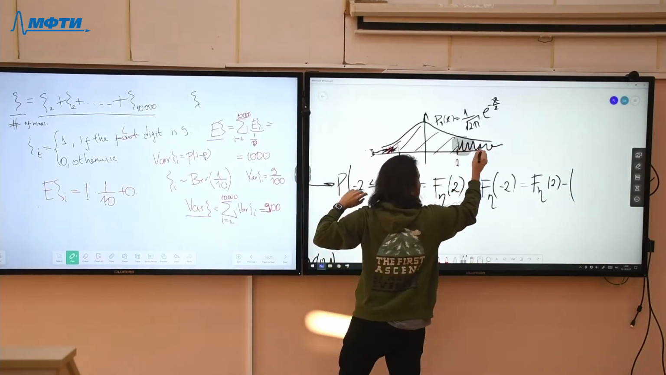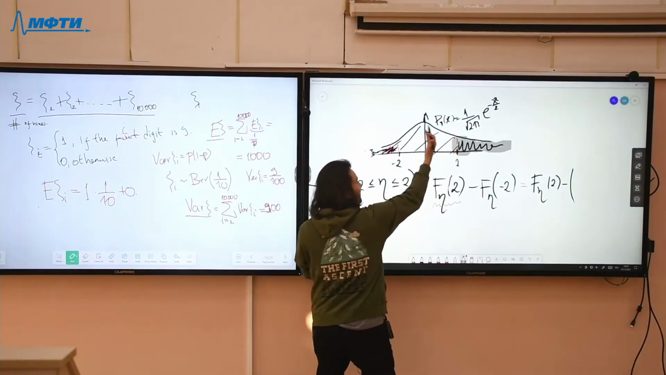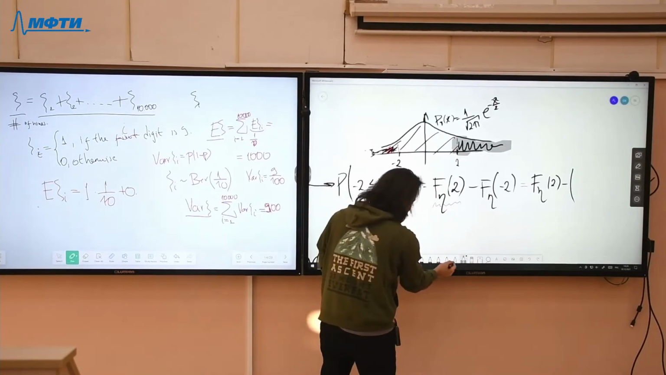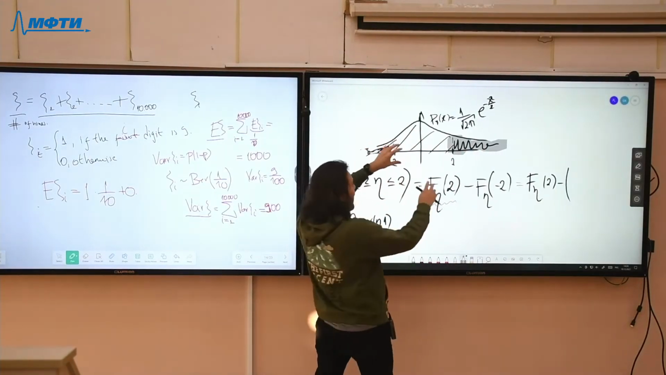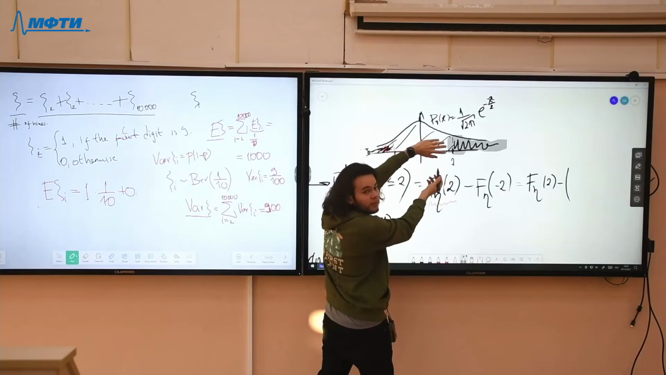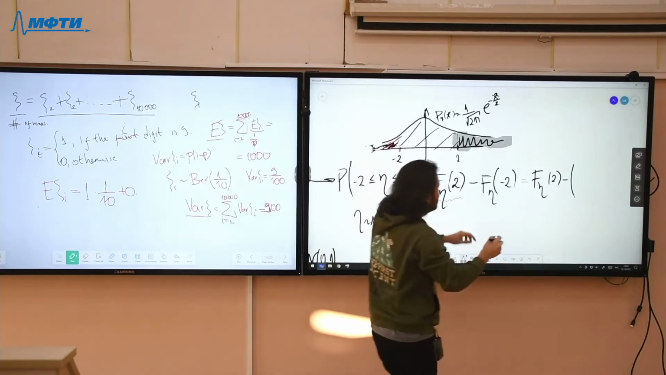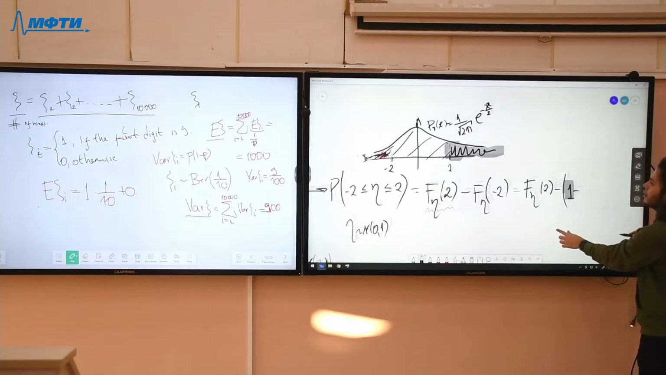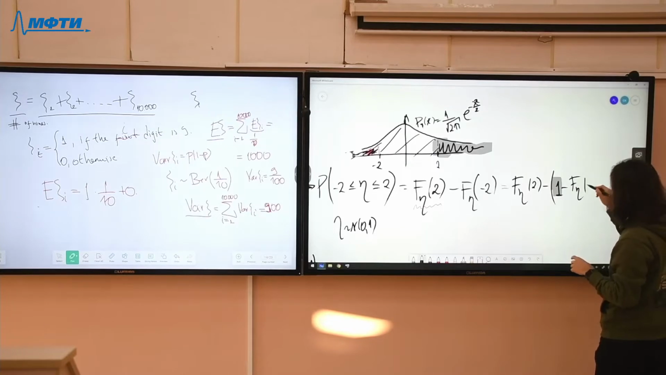To this area from here, right? So I can take one minus this, and this is going to be this. Okay, so the complete area is one, right? So I take the complete area minus all of this, up to two, and then I get this, right? And since this is equal to this, then this is going to be just one minus F eta at 0.2.